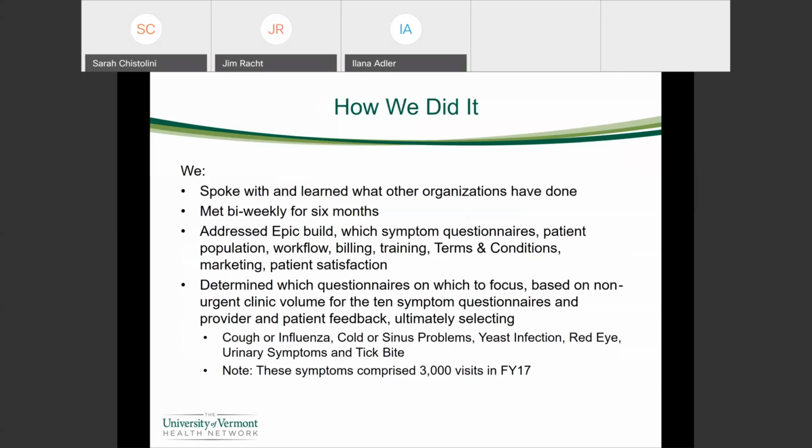Once we determined the questionnaires, obviously we did the build. The 6 questionnaires that we chose were cough or influenza, cold or sinus, yeast infection, red eye, urinary symptoms, and then tick bite, which is the one that Sarah worked with Vicky to build. Out of the first 5 symptoms, those comprise about 3,000 visits in FY17. So we felt really good about that volume too.